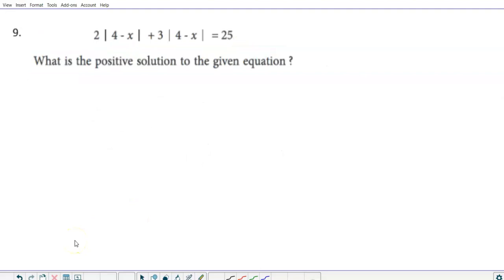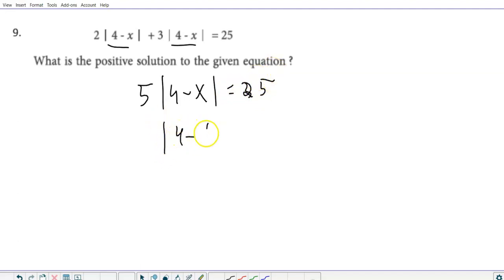Number 9, again, you might just be able to solve this one. This one's kind of tough, although those are kind of like terms. It makes sense: if I give you 2 absolute values of 4 minus x, plus 3 more absolute values of 4 minus x, you have a total of 5 absolute values of 4 minus x. Now you're dividing by 5. You get the absolute value of 4 minus x equals 5 when you divide both sides by 5. Now it's a simpler problem.